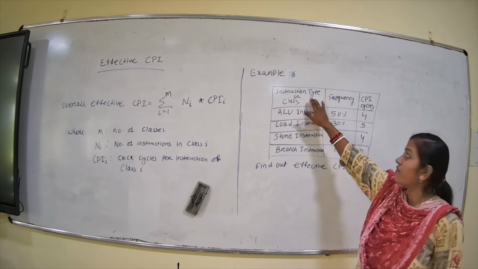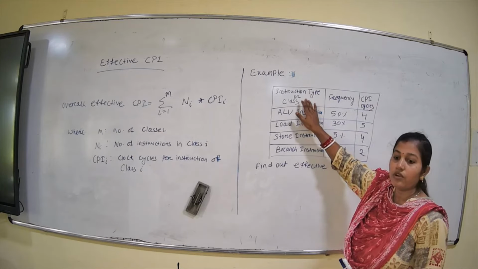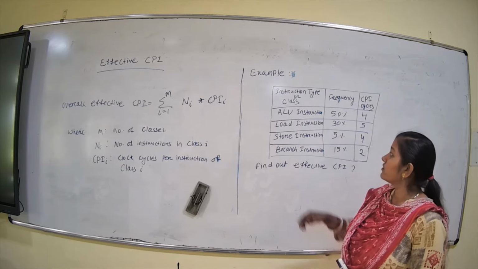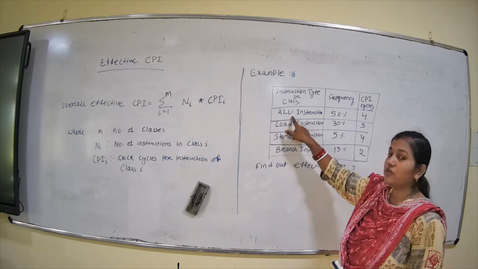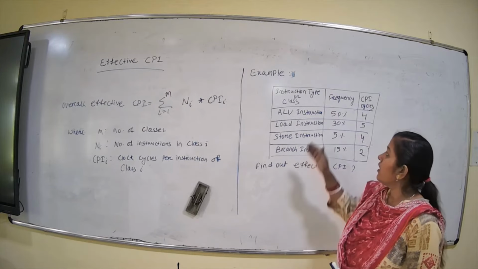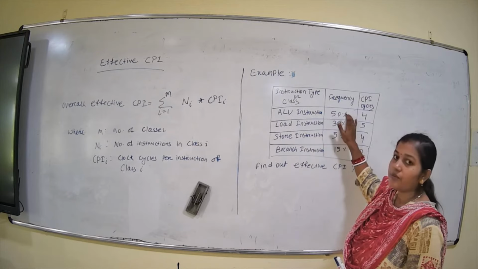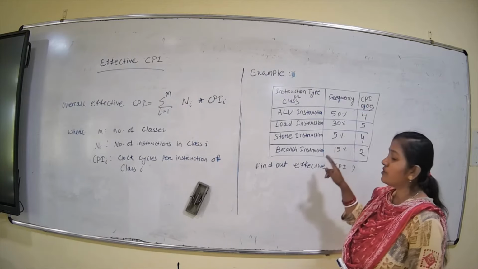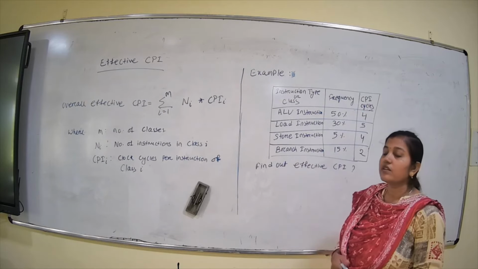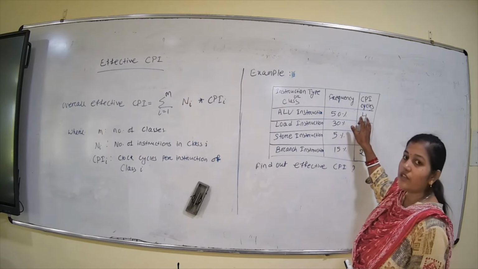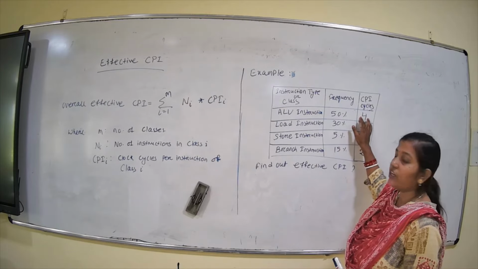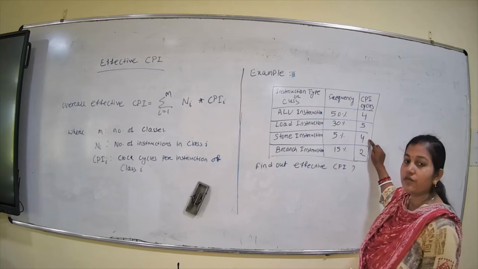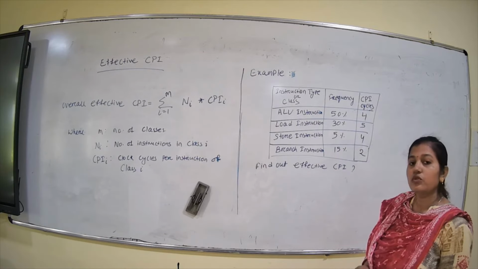See here, the first column is the instruction types, or you can say class, then frequency, and CPI in clock cycles. There are 4 types of instructions: ALU instruction, load, store, branch. What is the frequency? 50% of the program is ALU instructions, 30% are load instructions, 5% are store, 15% are branch. An ALU instruction takes 4 clock cycles, a load instruction takes 5, a store instruction takes 4, and a branch instruction takes 2 clock cycles.